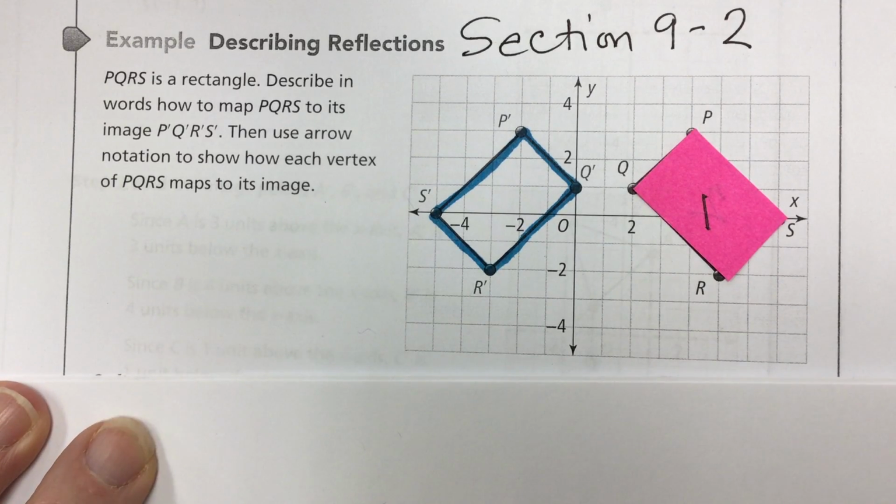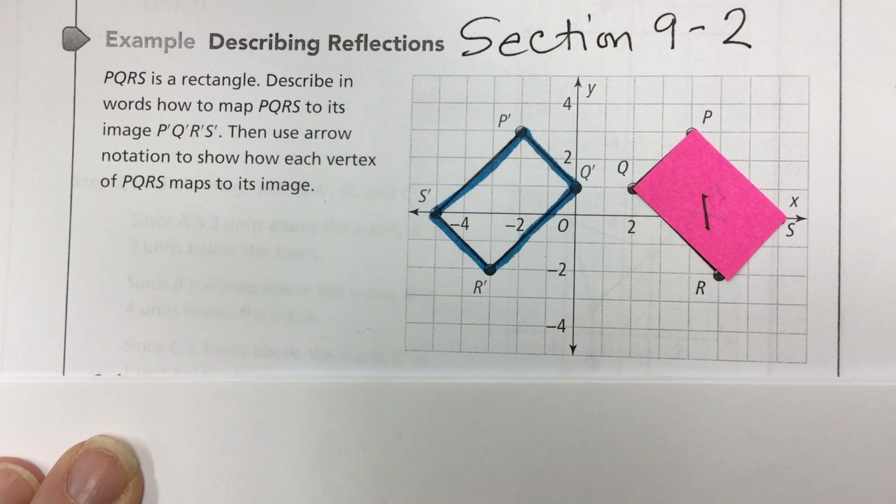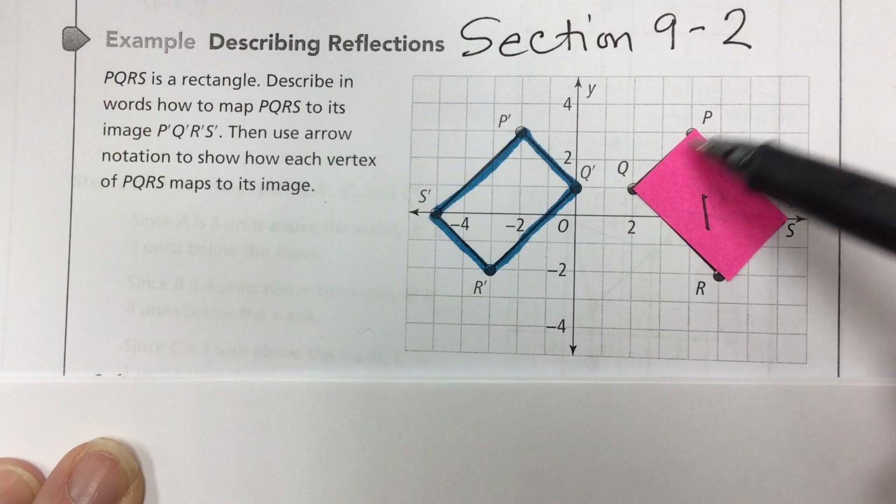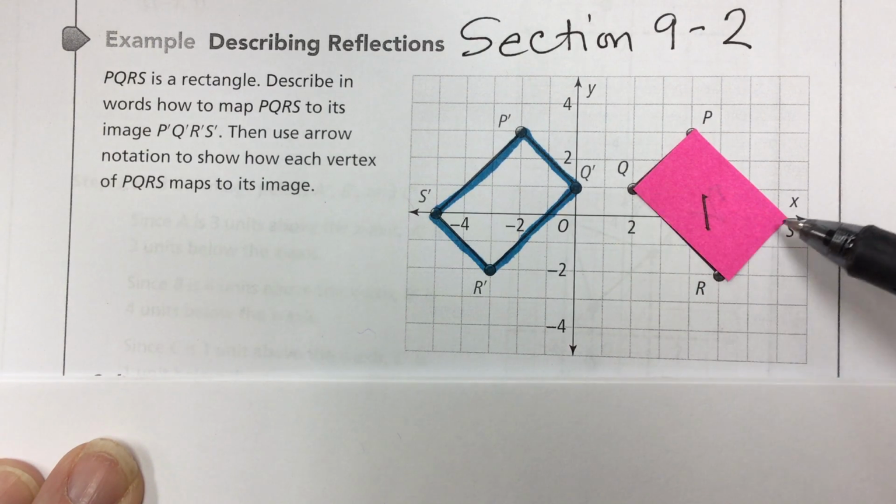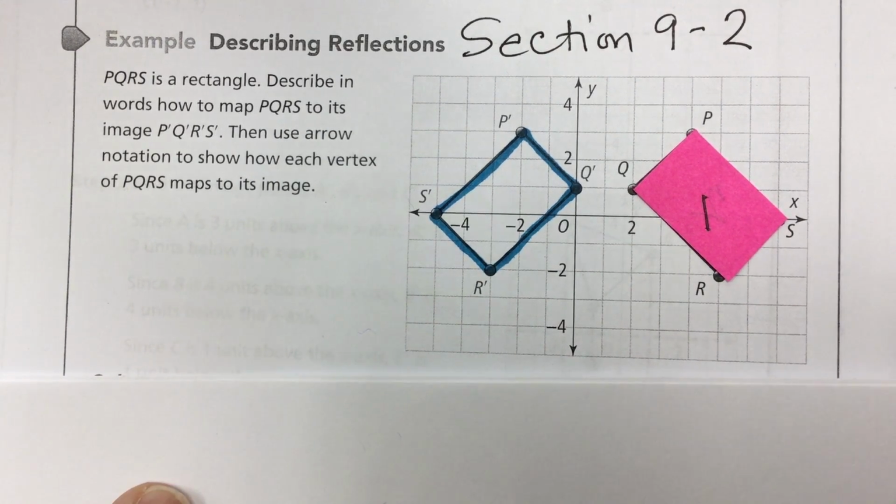Section 9-2, describing reflections. PQRS. PQRS is a rectangle. A rectangle has four sides. It has four right angles. Both pairs of opposite sides are parallel and congruent.